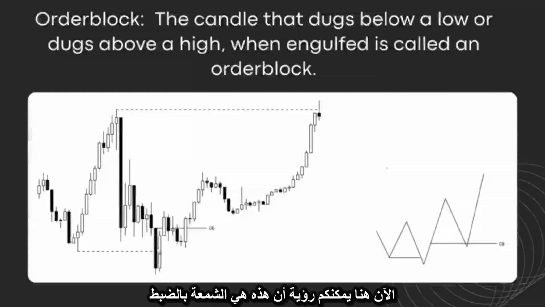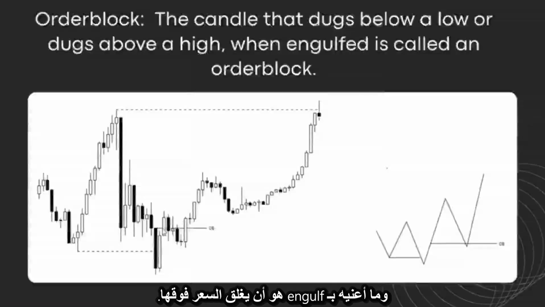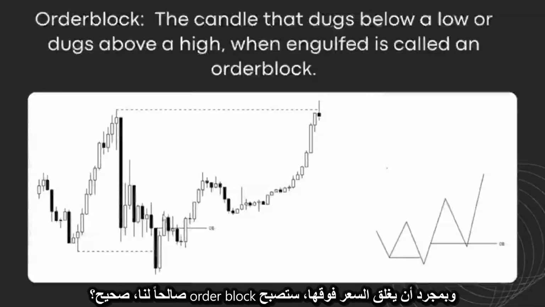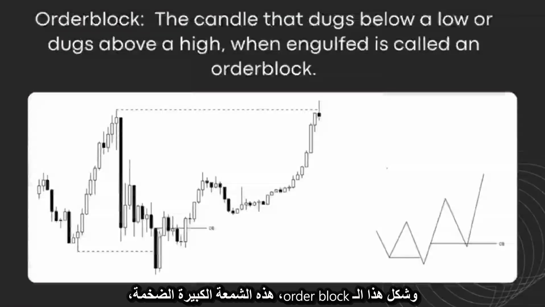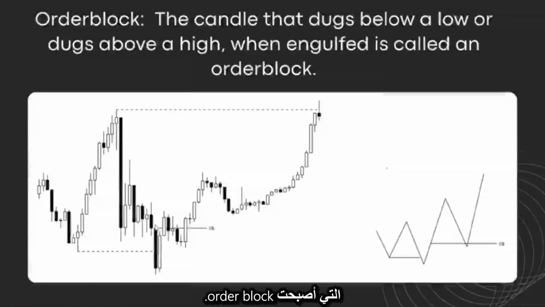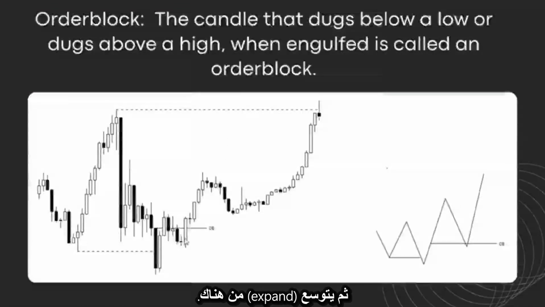Now here you can see this is the exact candle that dug below this low right here. That means now we're going to wait for this candle to be engulfed. And what I mean by engulfed is for price to close above it. And once price closes above it, it will become a valid order block for us, right? Now you can see right here price closed above that candle and formed this order block, this big bulky candle, which became an order block. After that, we're going to wait for price to retest this order block, find support there, and then expand from there. And this is what we call an order block.